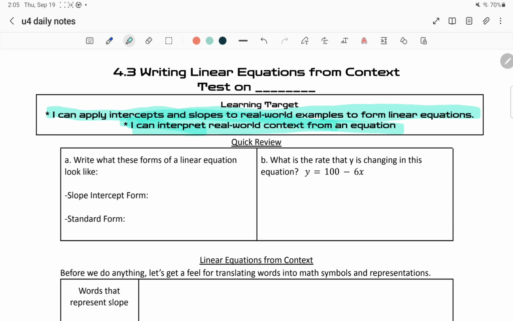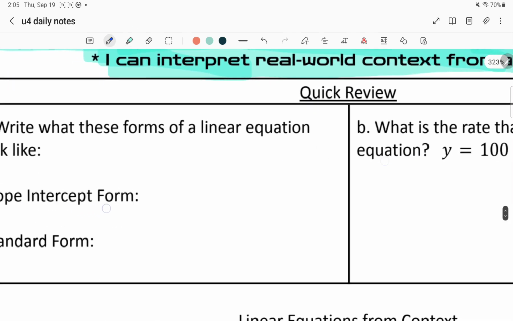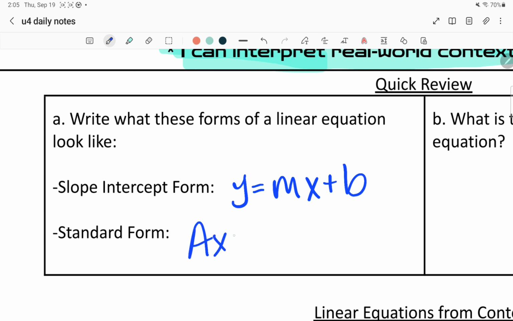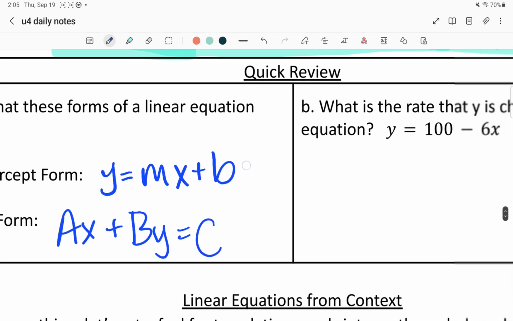Okay, so first we need to think, what are these problems going to look like? So we have slope-intercept form. That's the one we know and love. Y equals mx plus b. And we also have standard form, which we have seen before, but it's a little bit newer. It is ax plus by equals c, where a, b, and c are just random numbers, and x and y are variables.